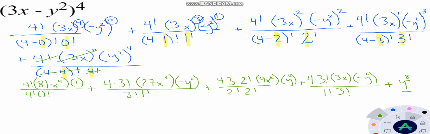And now we can talk about expanding these factorials. We've got 4 factorial, and we can cancel that out with 4 factorial. 0 factorial is just 1. So our first term is going to be 81x to the 4th.